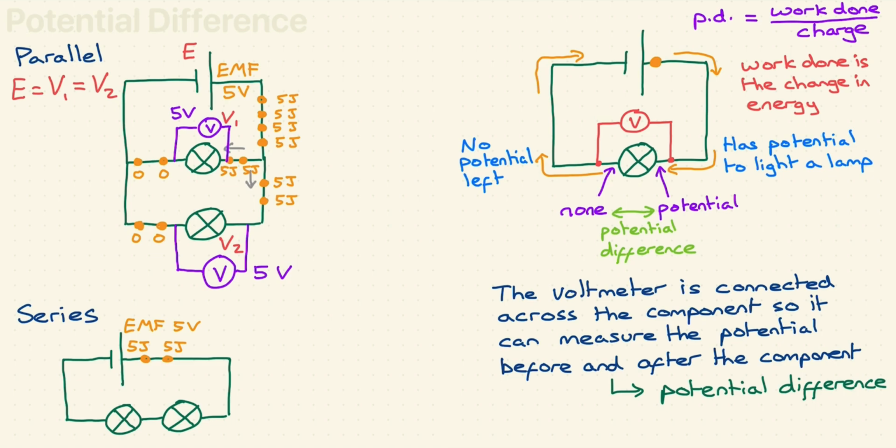So instead, let's say the first lamp gets 2.5 joules from each charge, and the second lamp can now only get 2.5 joules from each charge. The EMF was 5 volts, and we have 2.5 volts across this lamp and 2.5 volts across this lamp. So in a series circuit, the EMF is equal to the sum of the potential differences. Label them E, V1 and V2, and so E equals V1 plus V2.